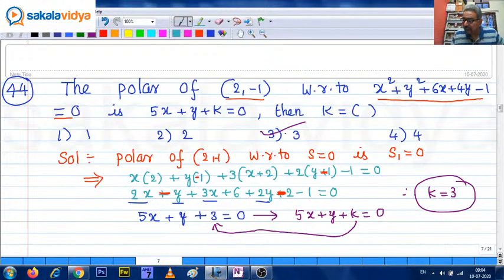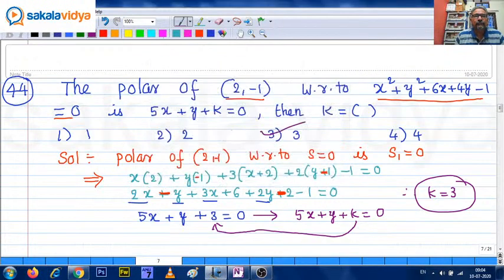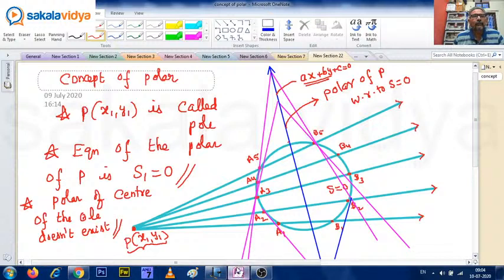Next. Previous concept, tangent. Not tangent. See this one. This is a polar equation.